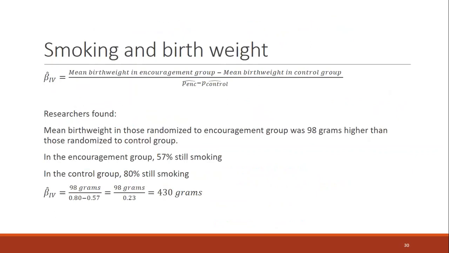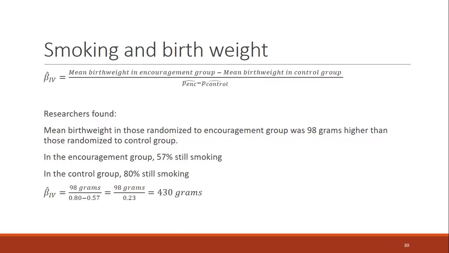So just quickly, how does this work for the smoking and birth weight example? This is the data they gave out. In the numerator, our outcome was birth weight. What we compared was the birth weight in those who were randomized to the encouragement group and the birth weight in those who were randomized to the control group. So kind of an intent to treat analysis. The denominator reflects how strong our instrument is, right? That tells us, if somebody was randomized to the encouragement group, how likely are they to still be smoking compared to the control group?